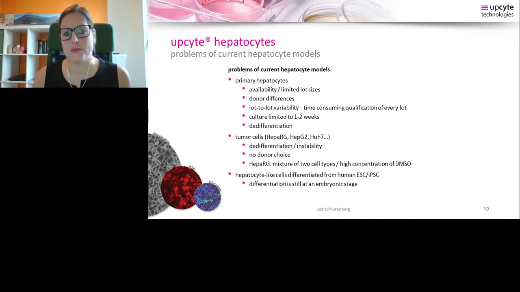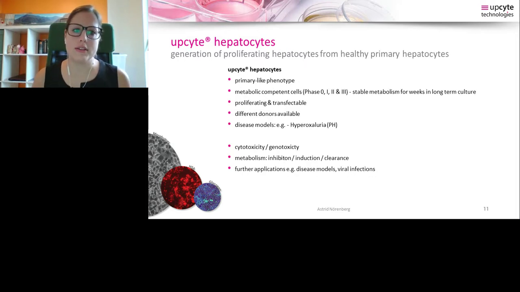You also have iPS-derived cells. I think, in my opinion, that works quite well for other cell types, but it does not work for liver-derived hepatocytes or iPS-derived hepatocytes. The differentiation state is still in an embryonic stage. So, in my opinion, this doesn't work for hepatocytes.